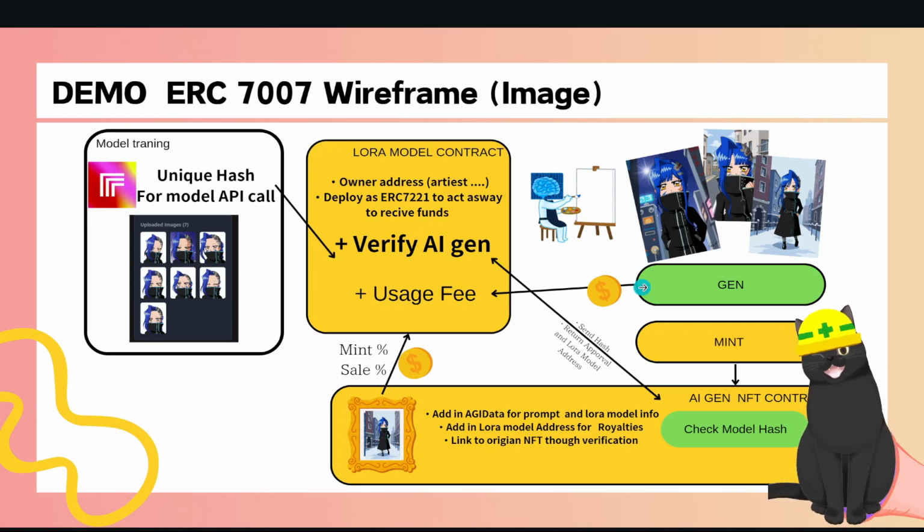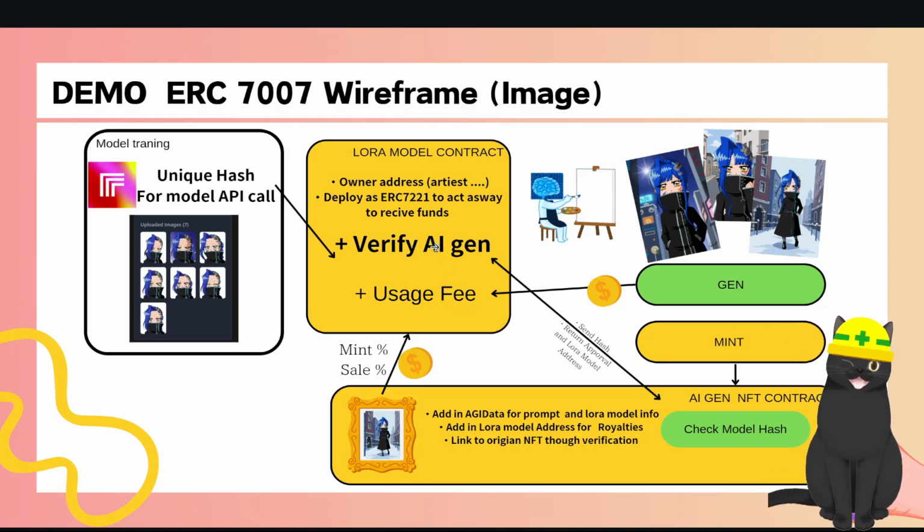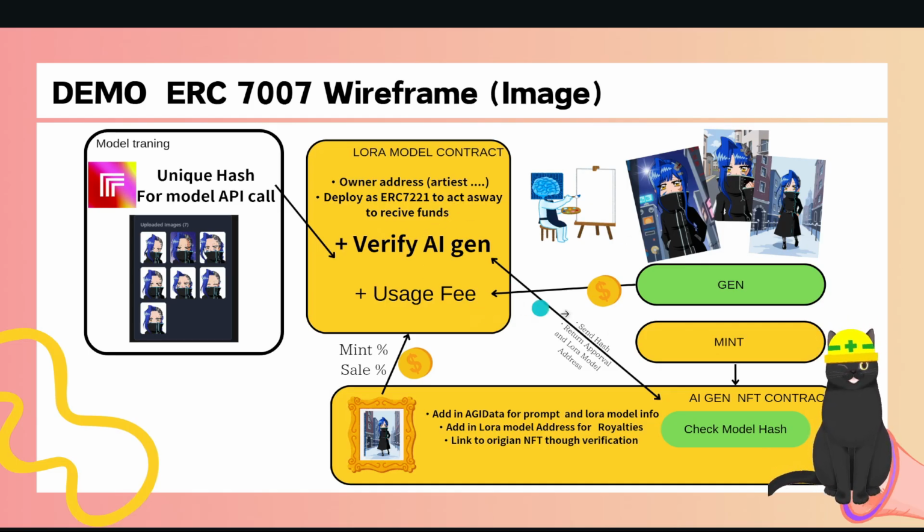So when we generate an AI image, we can actually set up a usage fee, and some of that can be sent to this contract. We can set up in the back end of the app, and as well, we can use this hash as a verification to check: is this AI generator actually using the right one, or does this person actually have access to this hash inside the application? So when we go to mint this NFT, we can verify that it's an AI art using this model. And this way we can keep track of things. We can know who owns this model and who is the original artist.